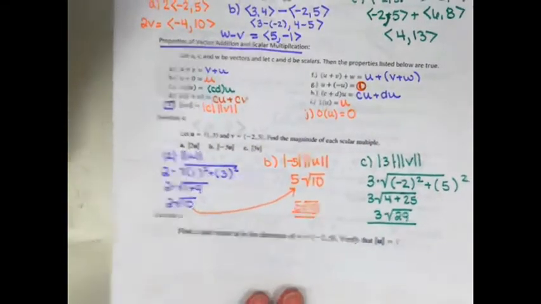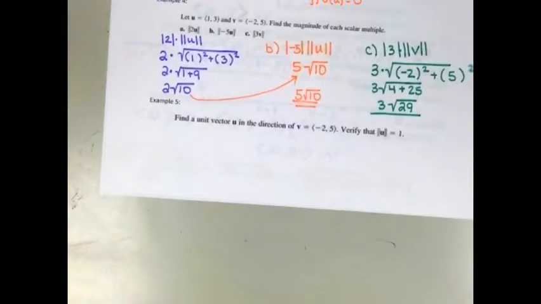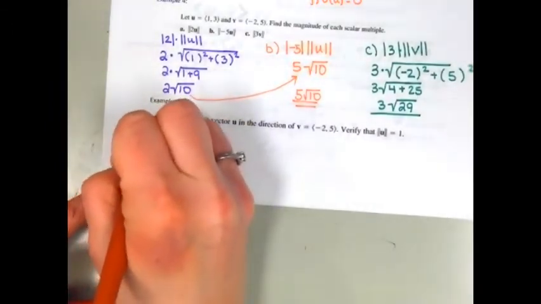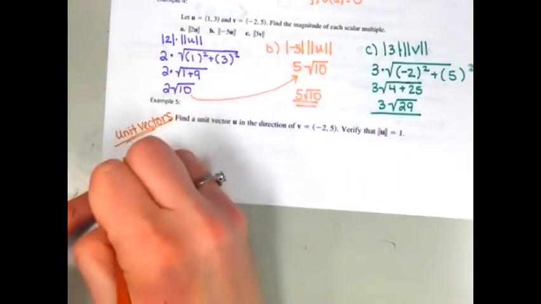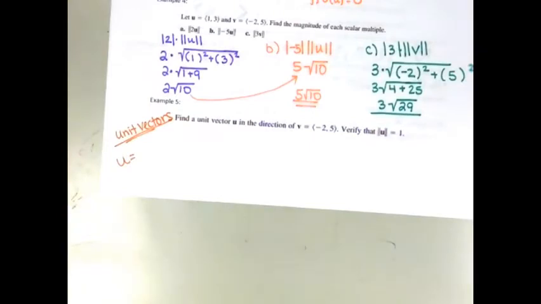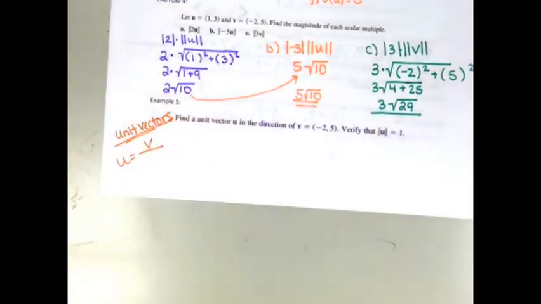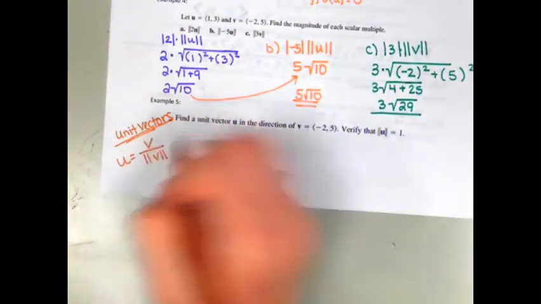Okay. All right. Unit vectors. All right, so we've got to add a little thing here. Unit vectors are found by taking our vector v divided by the magnitude of v. Okay.